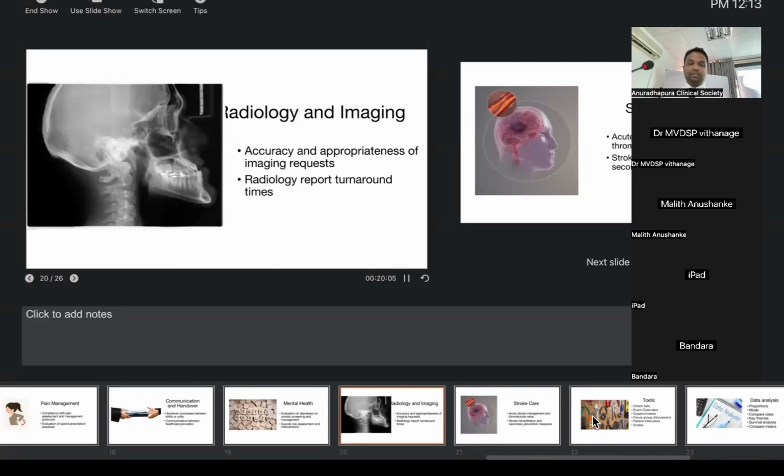Lots of things like ultrasound can be done by the medical officers, but when it comes to CT, reporting has to be done by the consultant, whether they are overburdened.